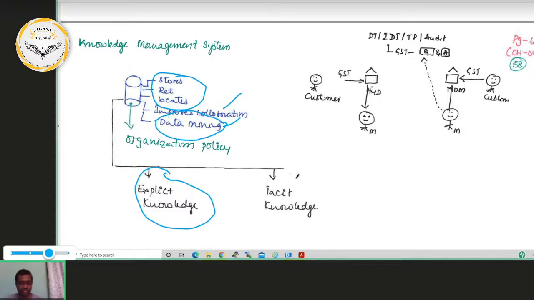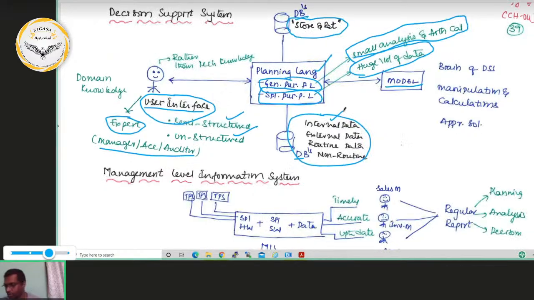What do you mean by external data? External data is nothing but the data which is generated outside an organization. Like, let us say, bank interest rate, repo rate and reverse repo rate. All these particular things are called external data.